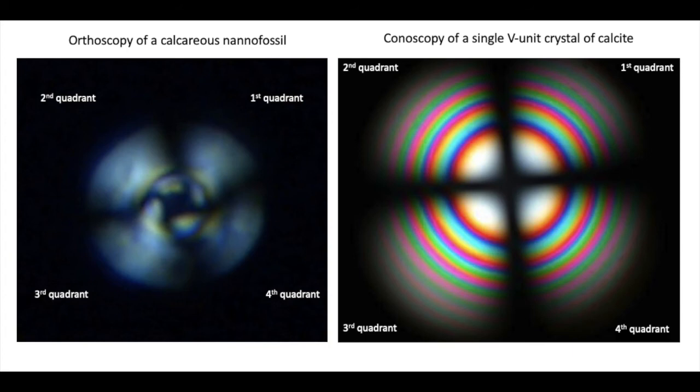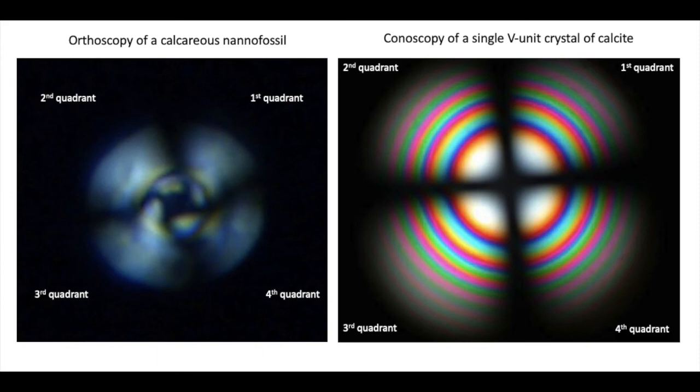First, the isogyres are obtained on conoscopy observations to determine the optical sign of a mineral. In these conditions, there is an additional lens inserted in the microscope and the object is out of focus. The extinction cross on calcareous nanofossils, on the other hand, is obtained without the Amici-Bertrand lens and with the specimen in focus and in orthoscopic observations.